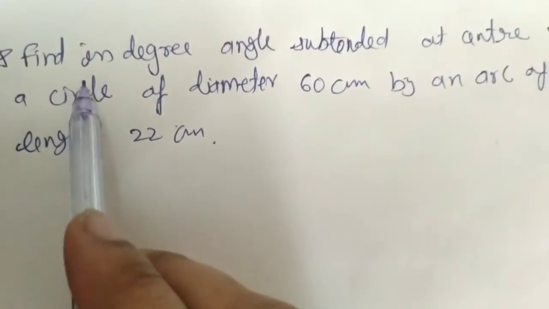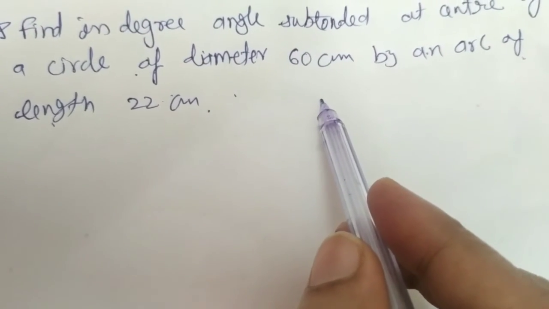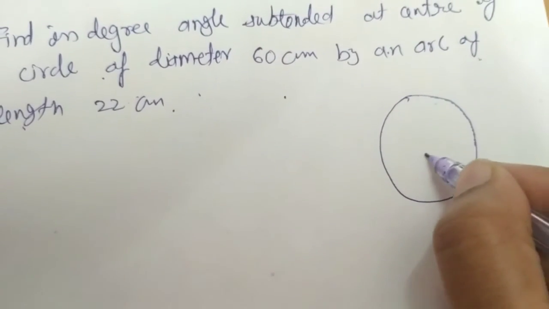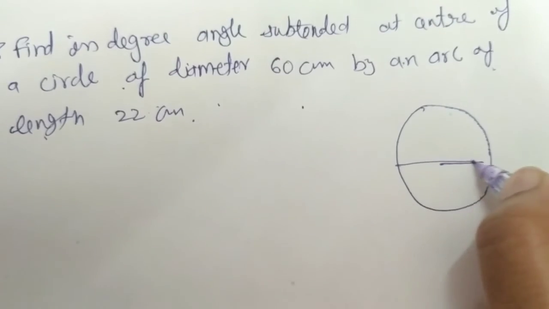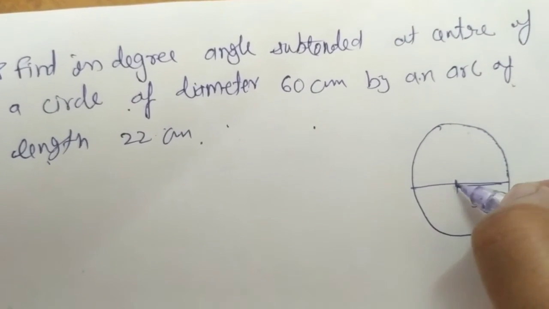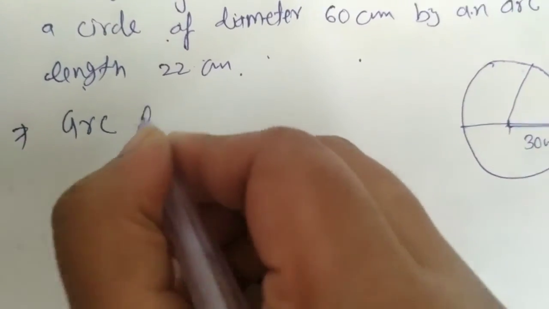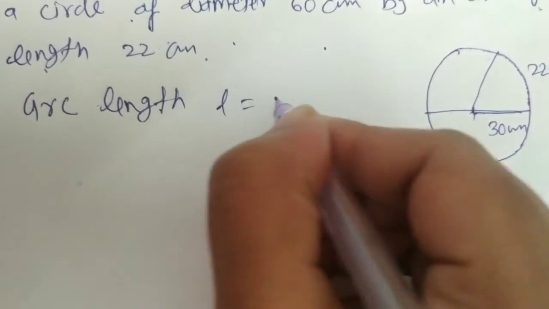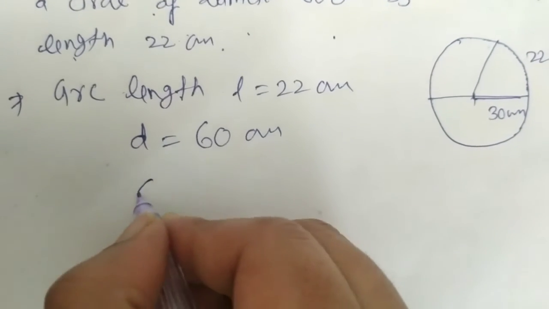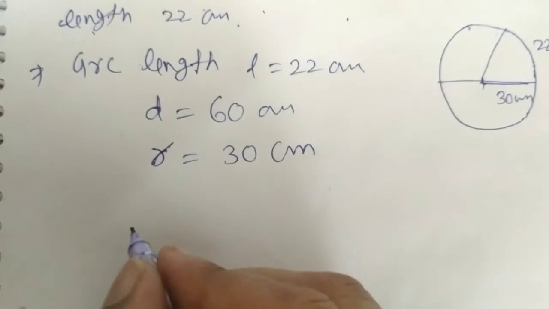Now a question is given to us: find in degrees the angle subtended at the center of a circle of diameter 60 centimeters by an arc of length 22 centimeters. Here the diameter is given to us, that is 60 centimeters, so the radius is 30 centimeters, and the arc length L is 22 centimeters.